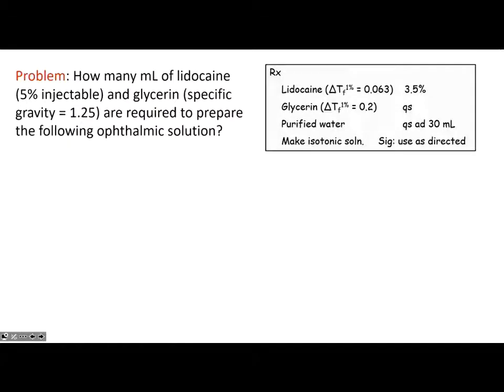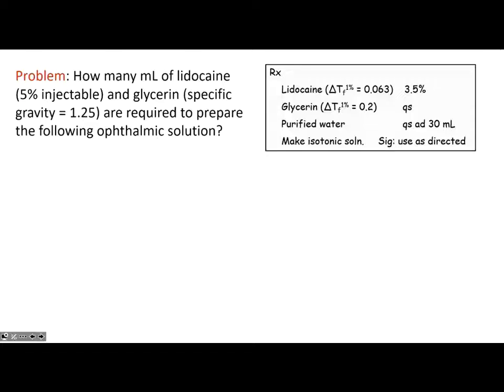So the first one says, how many milliliters of lidocaine supplied as a 5% injectable and how much glycerin with a specific gravity of 1.2 would be required to prepare the following ophthalmic solution. If you look on the prescription, it wants lidocaine as your active therapeutic agent at 3.5%. So we know exactly how much lidocaine has to be in there to be therapeutic. Then it said add as much glycerin and water as you need to QSAD, meaning to a total volume of 30 milliliters. And the amount of glycerin you're going to need is the amount that it takes to make it isotonic. So we know how much lidocaine has to be in there, and we're going to have to figure out how much glycerin we have to add to make it isotonic.